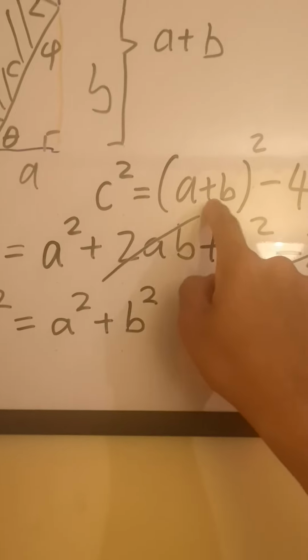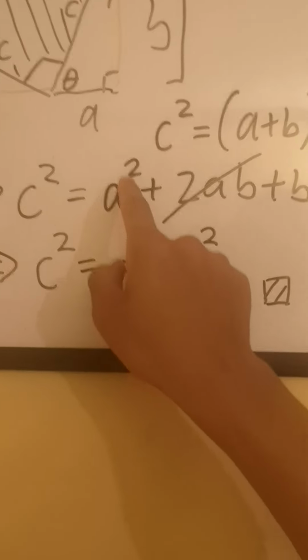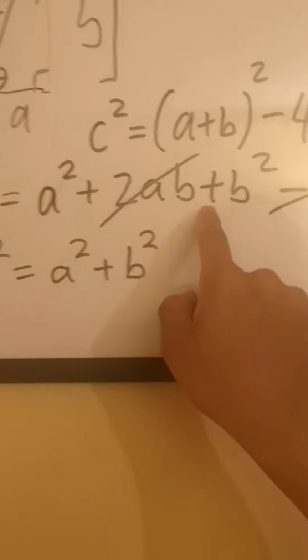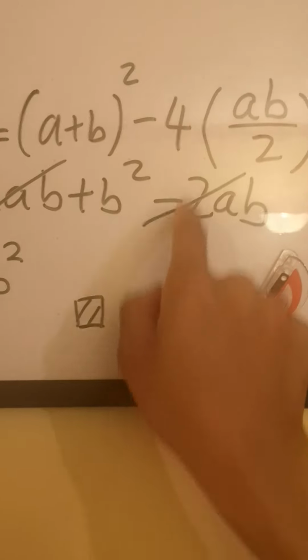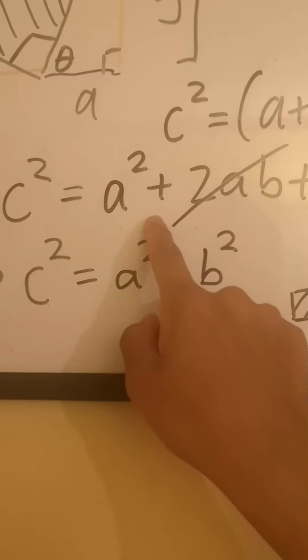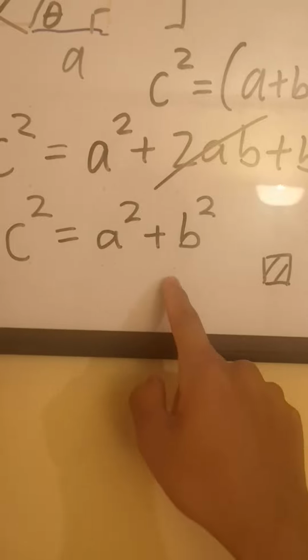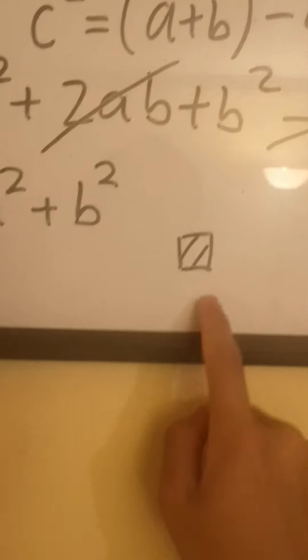But actually, before we do that, we should probably expand this out. So this implies that c squared is equal to a squared plus 2ab plus b squared. And then we take away 4 divided by 2, which is 2ab. We see here that this plus 2ab minus 2ab, they cancel each other out. So all we're left with is that c squared is indeed equal to a squared plus b squared. And we're done.